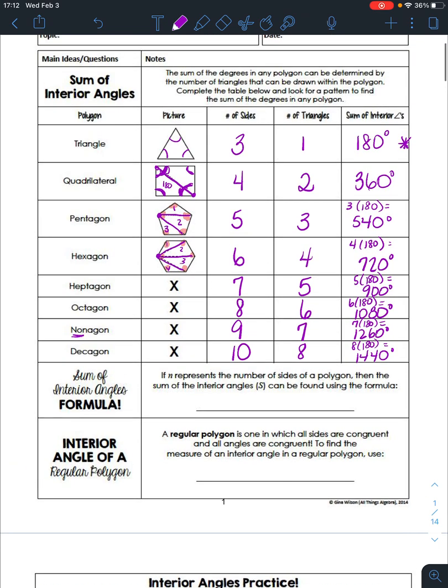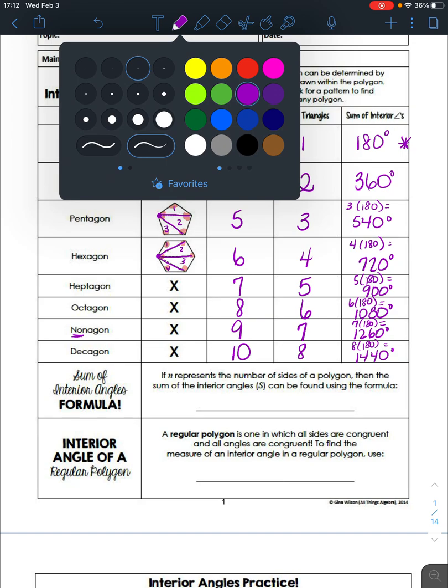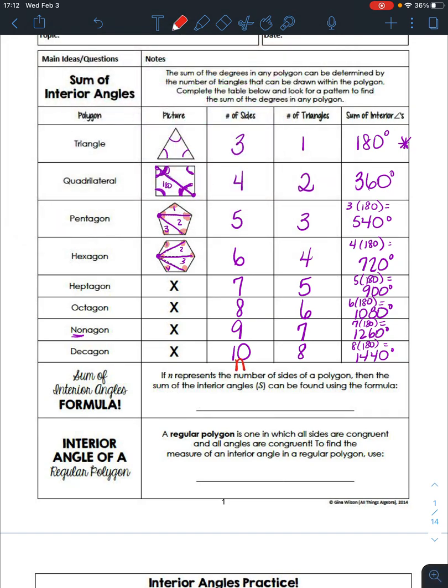So if we follow that pattern, if we take the number of sides, n, and we subtract 2, then that gives me the number of triangles. And then the number of triangles times 180 gives me the sum of the interior angles. So if I want to find the sum, okay, sum means all of them total. So if I want to know what all of them are, then I take the number of sides and I subtract 2, because that gives me the number of triangles.